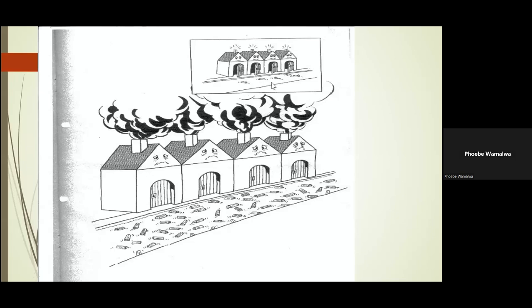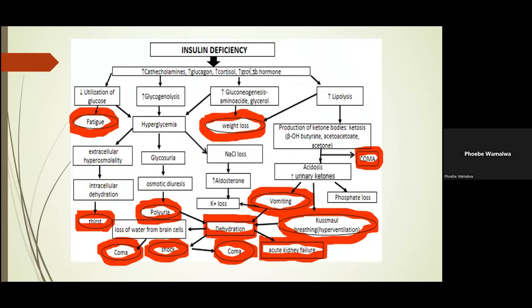So this is basically a summary of what we have been saying, that in patients who have type 1 diabetes, they actually don't have insulin. And that causes a number of processes in the body with resultant increase in release of counter-regulatory hormones in the form of catecholamines, glucagon, cortisol, growth hormone, as you can see.